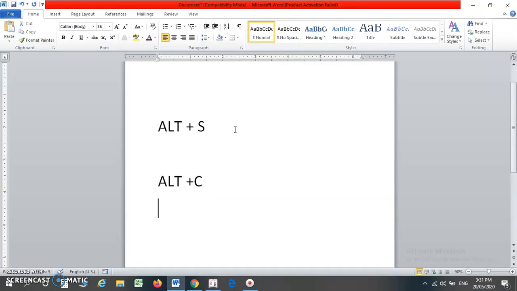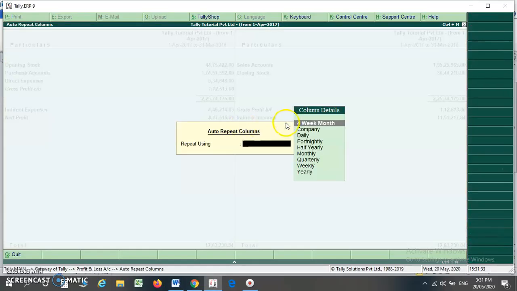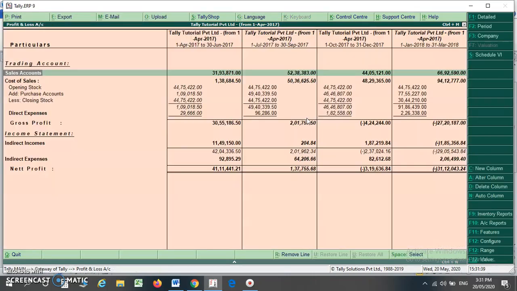Now another feature is Alt plus N. Suppose I am pressing Alt plus N here, I will find the column details. Suppose I want to see my quarterly profit and loss account, just press quarterly. You will find that this is the profit and loss account for my first quarter, this is for the second quarter, this is for the third quarter and this is for the fourth quarter.